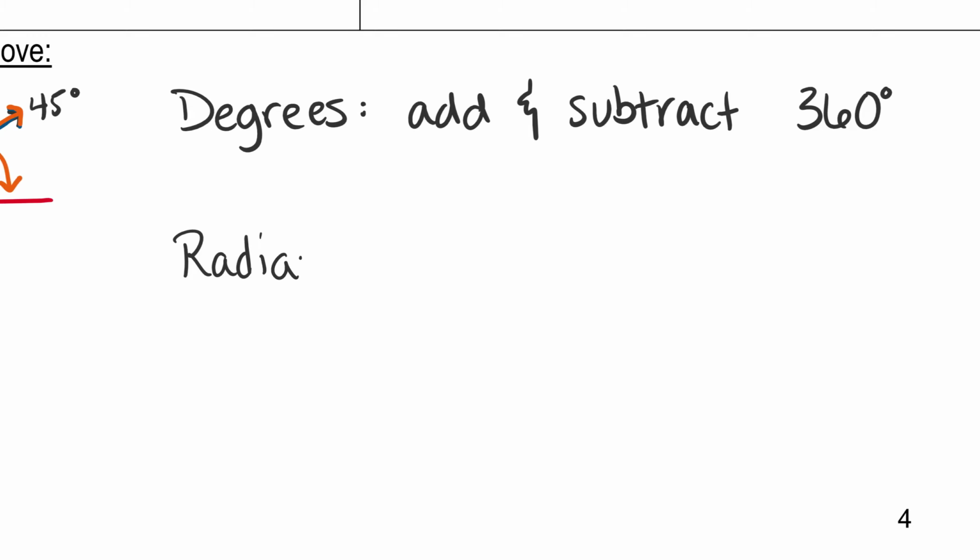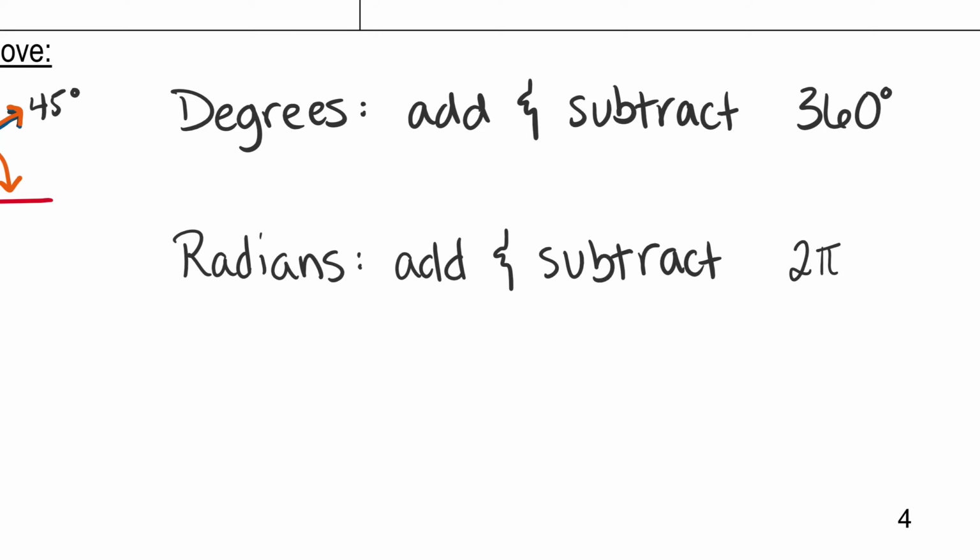For radians, we're still going to add and subtract a full circle. But for radians, you're going to add and subtract 2 pi, because 2 pi is a full circle in radians. Again, sometimes you may have to add or subtract more than once to get a positive and negative, depending on where you start. The one thing about radians that you don't have to worry about with degrees is that you have to make sure you have common denominators.